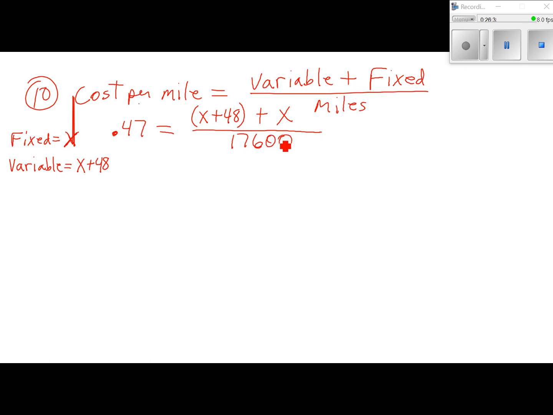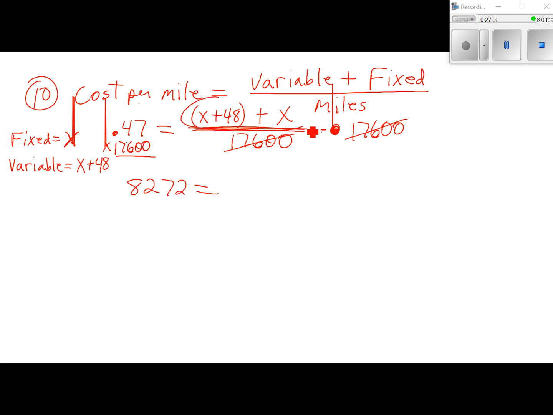Now we're just going to do a little bit of math here. First thing I would do to make this easier is multiply both sides by 17,600, because that's just going to get rid of that bottom number. So we take 0.47 times 17,600, and we end up with 8,272 equals, and we still have what's on top over here.